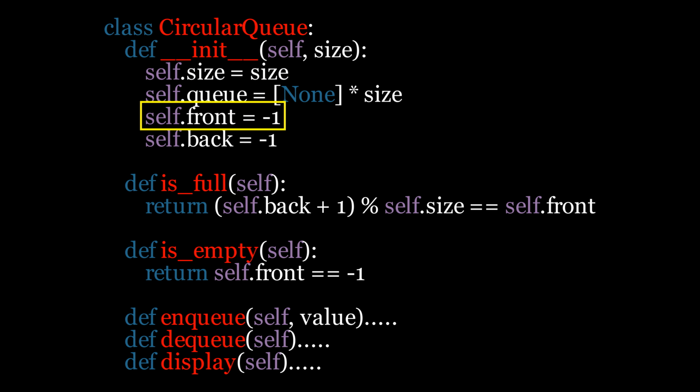Finally, we'll initialize the front and back pointers. Both of these pointers will be set to -1 initially. This indicates that the queue is empty, as no elements have been enqueued yet.